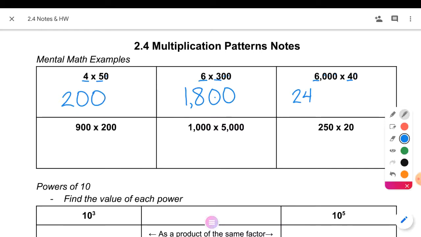Lori, next one. What's my mental math problem? 1 times 5. 1 times 5 is what? 5. Maya, how many zeros do I need to add to that answer? Okay, 6 because there's 1, 2, 3, 4, 5, 6 in my problem. So I need 1, 2, 3, 4, 5, 6 in my answer. Go in and add my commas.